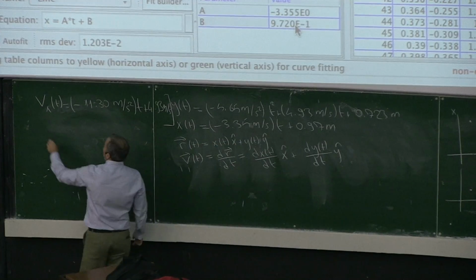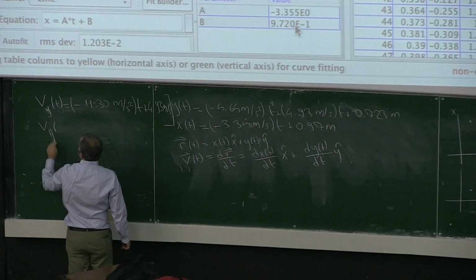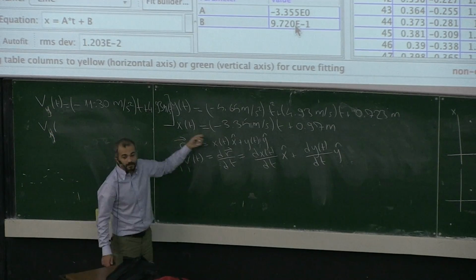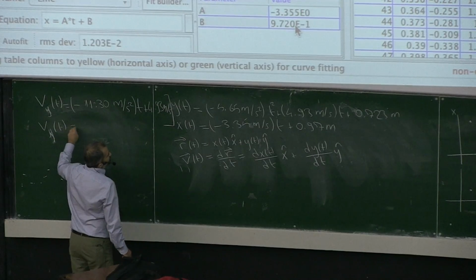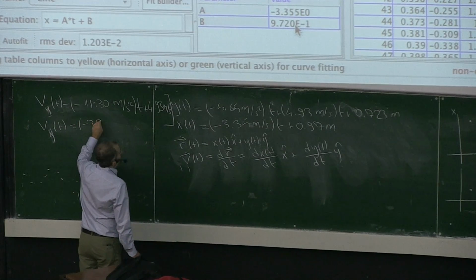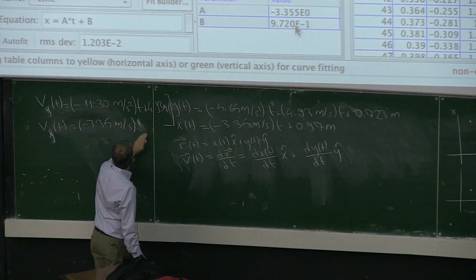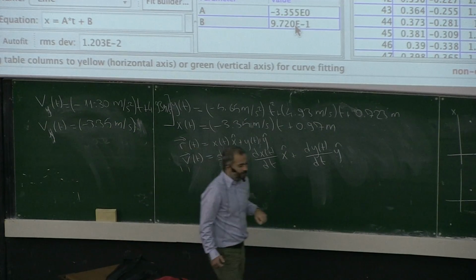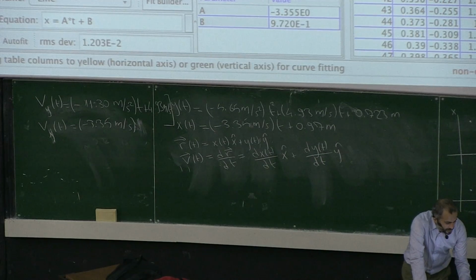This is the velocity in the y direction. The velocity in the x direction is the derivative of this one: minus 3.35 meters per second. It's a constant. Well, this program is nice because I can also calculate the velocities here.